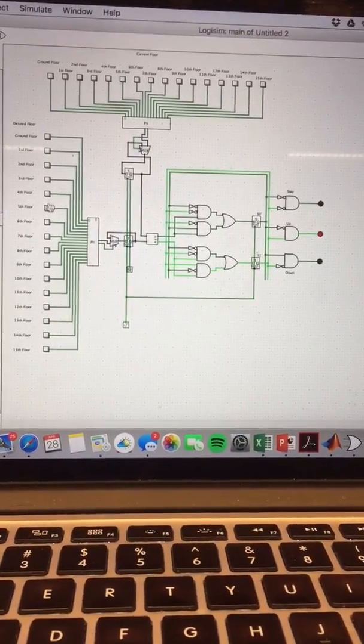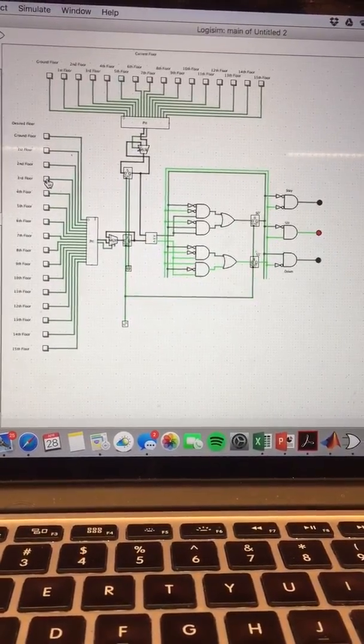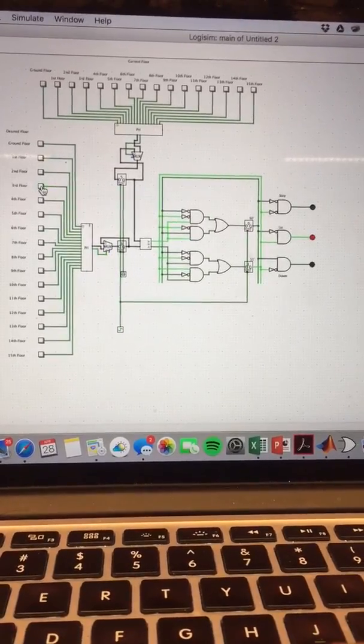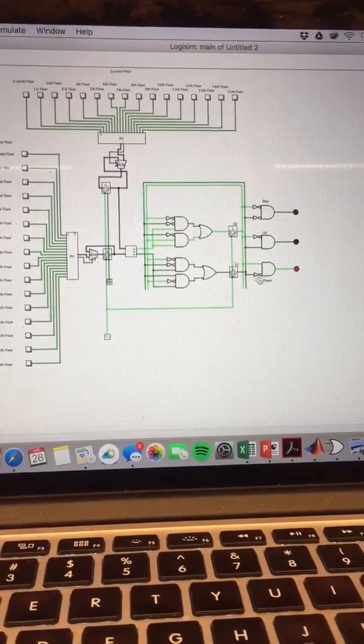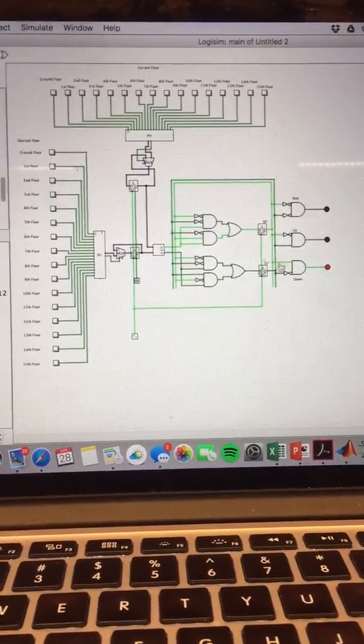Now let's see if the desired floor was less than the current floor. So I'm going to make the desired floor 3. What you see is after a little bit of a delay, the up goes to the stay and then goes to the down, which is expected in my finite state machine.